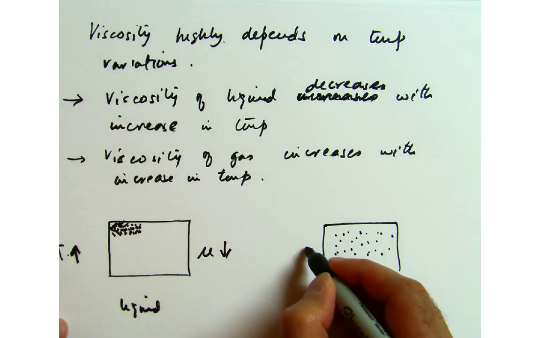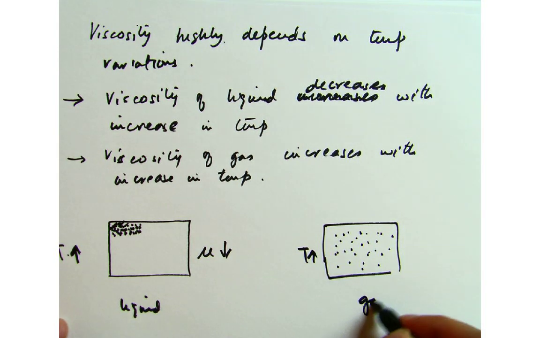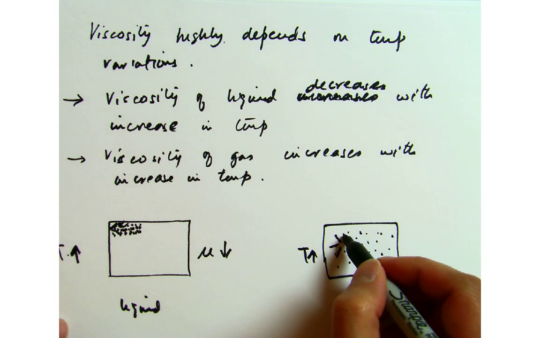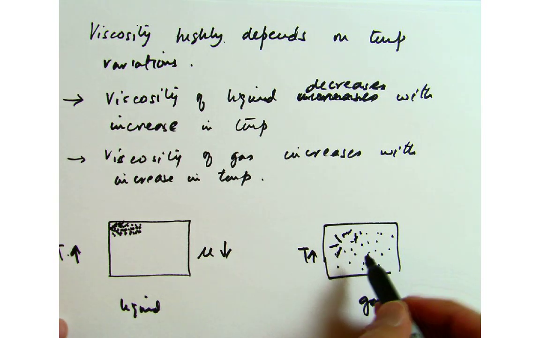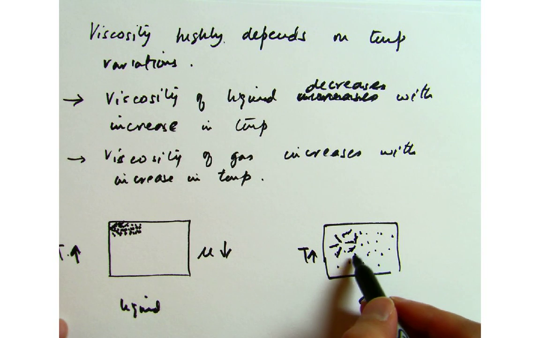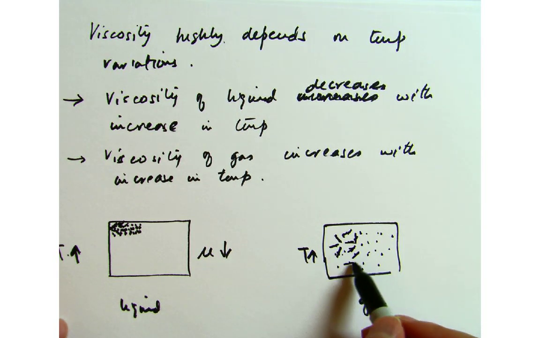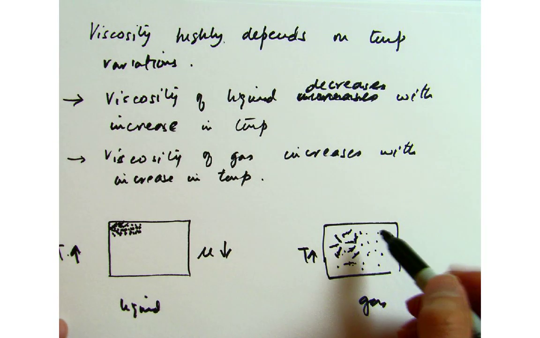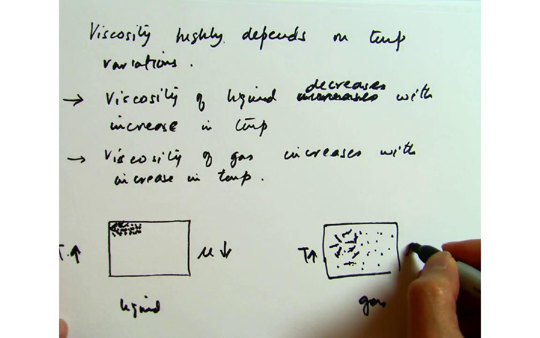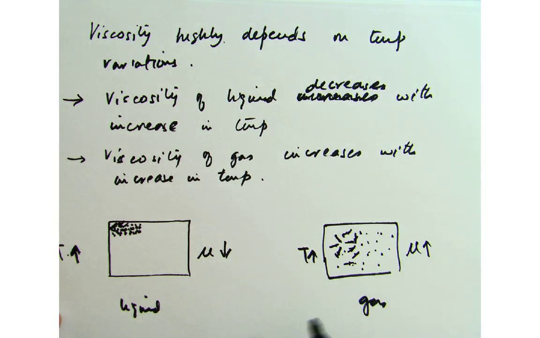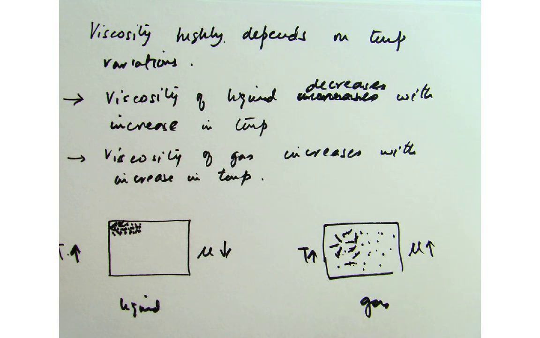But as you increase the temperature, the molecules start to vibrate with higher velocities, and when they are vibrating with higher velocities, they actually see each other more compared to when they are moving at a lower temperature. So the viscosity actually increases in this case. So if I actually have to draw this out, it will look something like this.